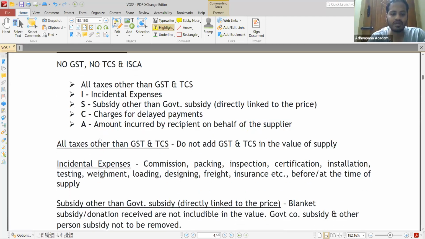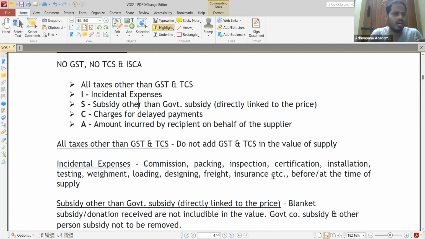I, incidental expense. What do incidental expenses mean? Commission, packing, inspection, certification, installation, testing, weighment, loading, designing, freight, insurance, etc. See, anything before or at the time of supply, if you are incurring any additional expenses, that all has to be added. Clear? For that main supply.